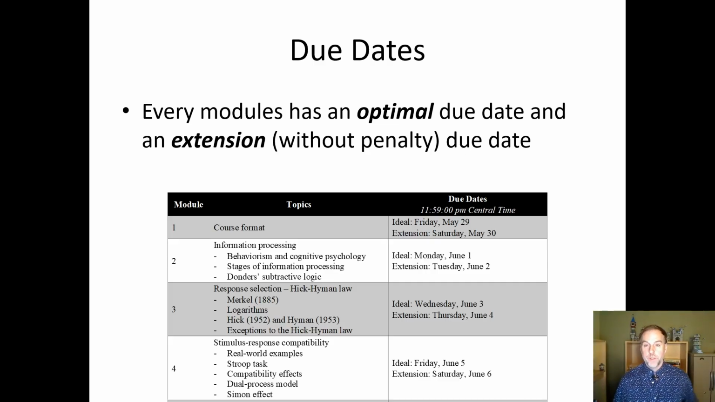A note on those. Canvas is not sophisticated enough to know that there's an optimal and an extension due date. When you start every test, it will list the optimal and the extension due date, but ultimately in Canvas I had to give it a single due date. So the Canvas due dates are always the extension due dates. Otherwise, things would be late if you used those, and it would be a lot of hassle and confusion. So Canvas has all the extension due dates, but I do recommend that you follow the optimal due dates. And in fact, you can even work ahead of the due dates.